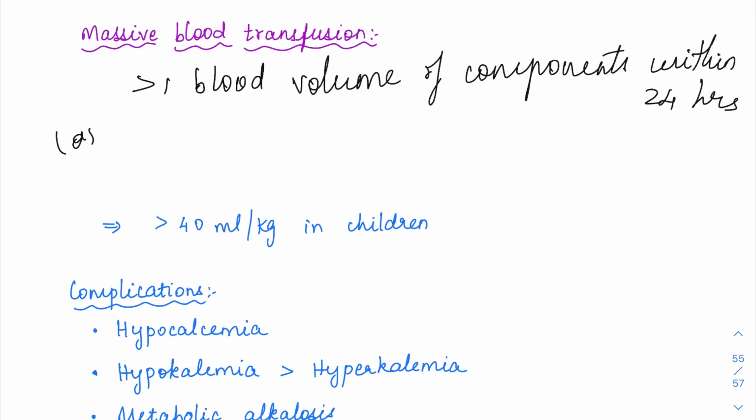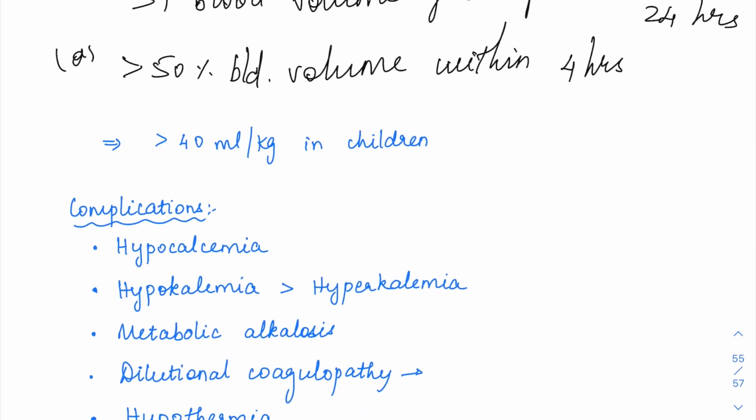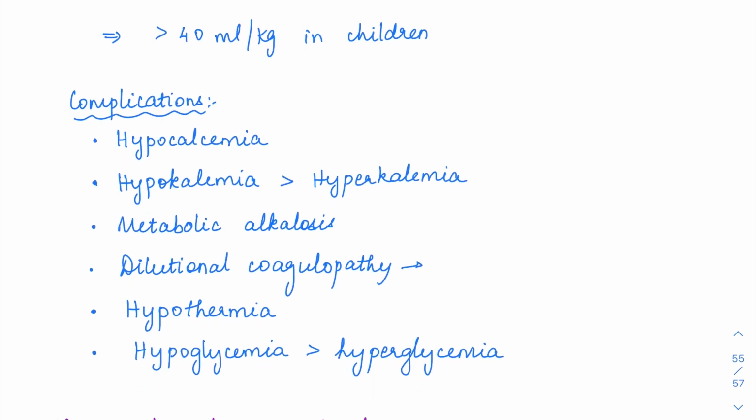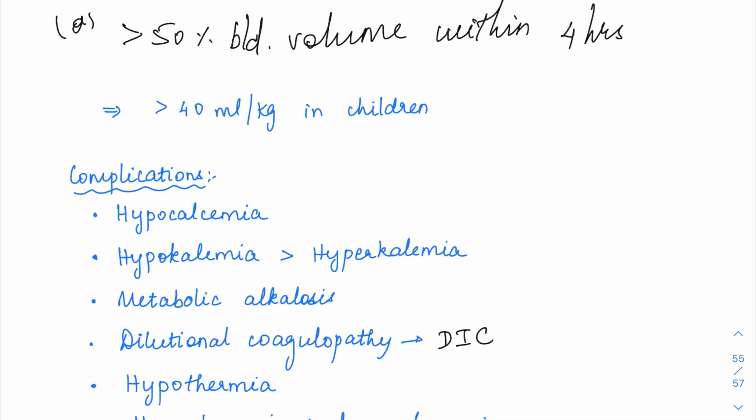It also has another definition: if you transfuse more than 50% of the blood volume within 4 hours. Both the definitions are true. And in a child, if you transfuse more than 40 ml per kg, that is also considered massive blood transfusion. What are the complications occurring with massive blood transfusion? The main one is dilutional coagulopathy. The blood component and the plasma levels are going to be mismatched, resulting in dilutional coagulopathy, and then DIC in these patients.